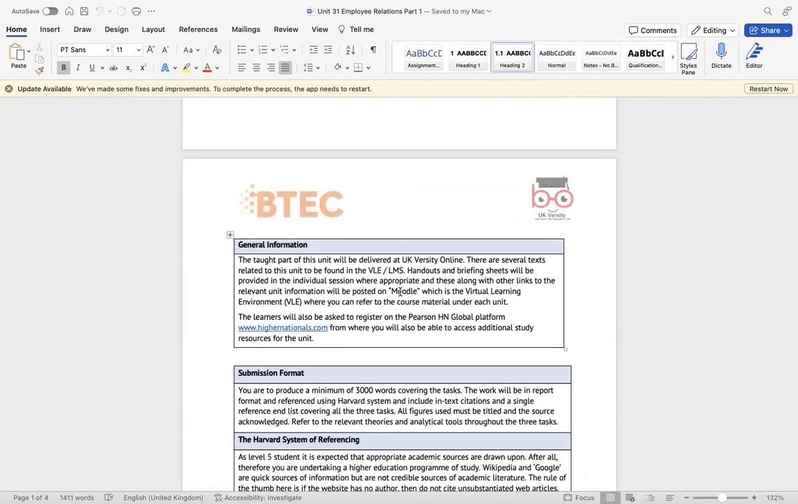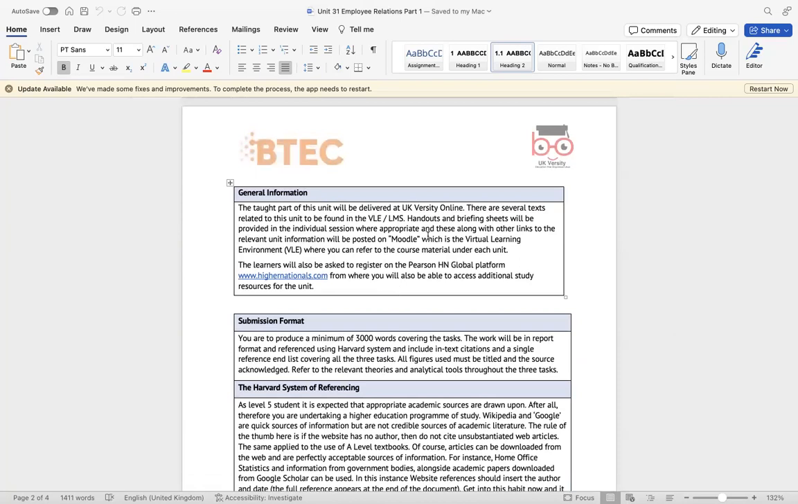For general information, we've been through this in the previous assignment discussion for Unit 32. I'm going to quickly run through this again and refresh your memory. You can use the LMS, the learner management system called Moodle. It has all of the information, and all of the resources I'm discussing and using, including the presentation and this little Word document, are uploaded on Moodle already.